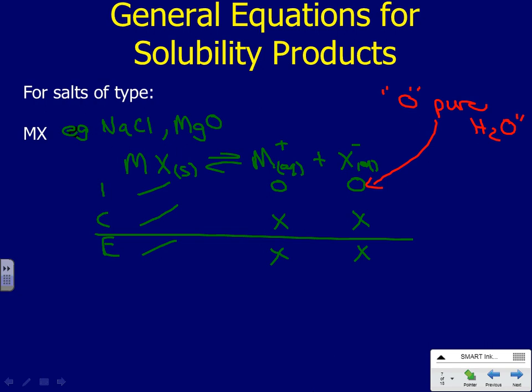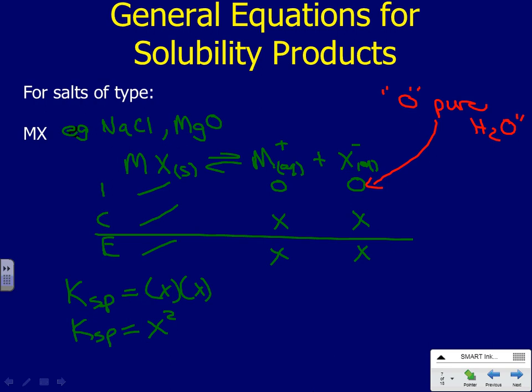Then if you're starting with an MX salt, this is always going to be true. You're always going to get X and X. There's no other way it can go. So now we can write it out. KSP equals, what's it going to be? X times X, right? It's always going to be X times X, which means KSP is always going to be equal to X squared, always for an MX. All right? So now all you need to do is identify what the salt is.